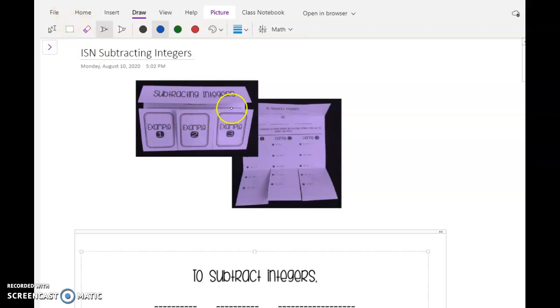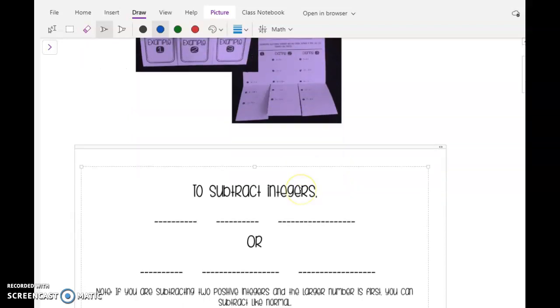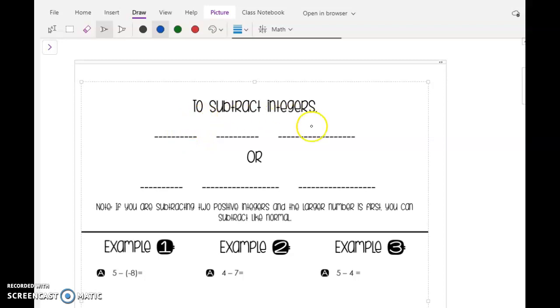Hi guys, today we're going to be talking about subtracting integers. This is the foldable that should be in your ISN. When you open it up, it should say to subtract integers. We have two different methods that we will be learning about.